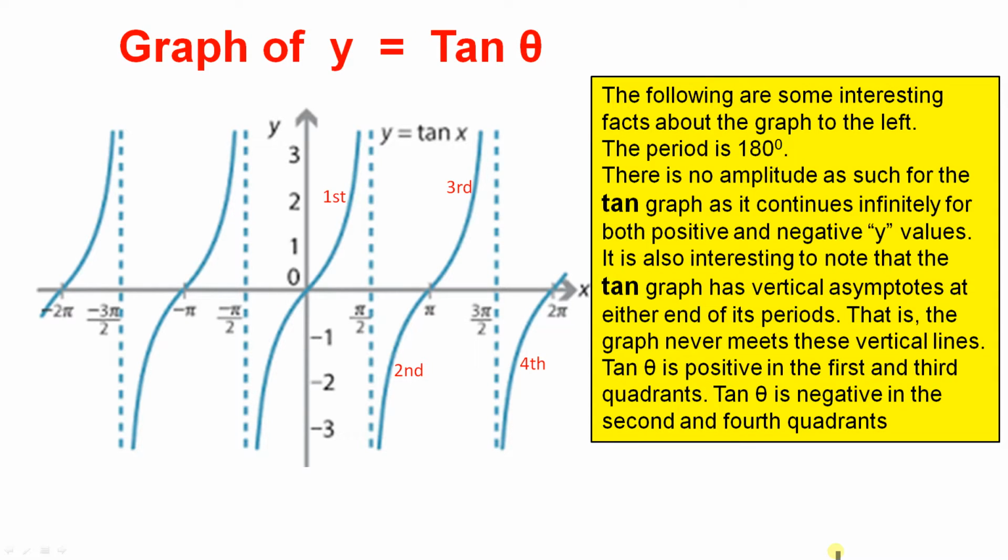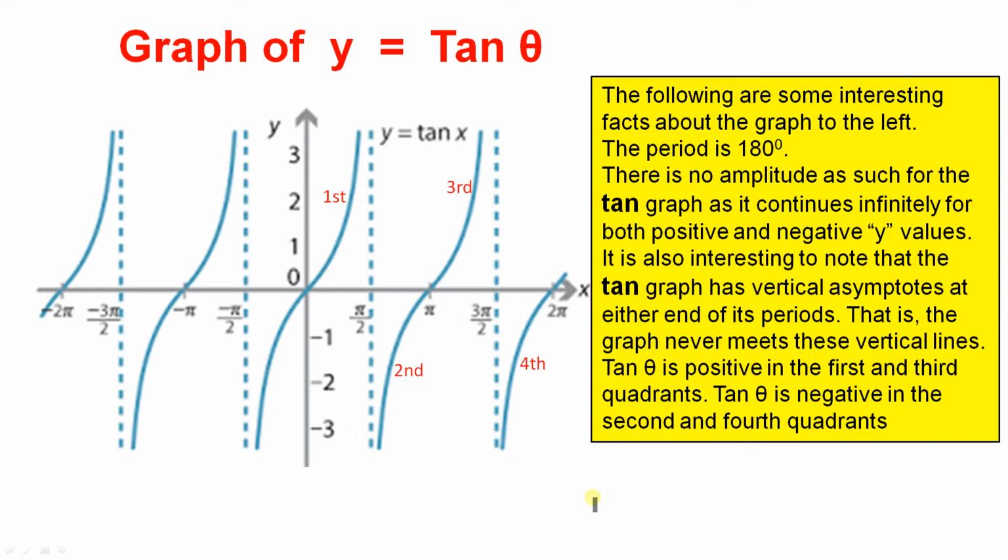The graph of y equals tan theta. This is a little bit different. The following are some interesting facts about the graph to the left. The period is 180 degrees. So basically anywhere between there and there is 180. Between there and there is 180, and that's why the period is 180 degrees.